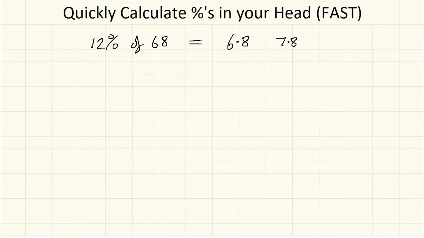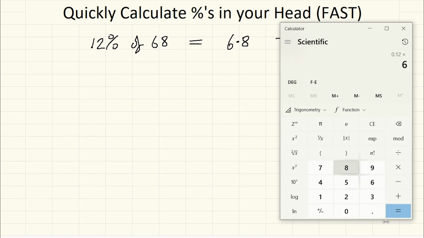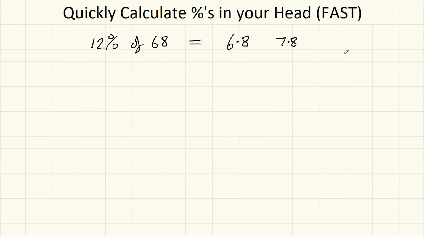Let's check with the calculator. 12% of 68 is 8.16. So it's even higher than I thought. But still not a bad guess, I suppose. If you had time, what you could have done, you could have said 10% of 68 is 6.8. 1% is 0.68. So another 1% is another 0.68. And we could have just added those up. 6.8 plus 0.68 plus 0.68 is 8.16. So we would have got exactly that answer there.